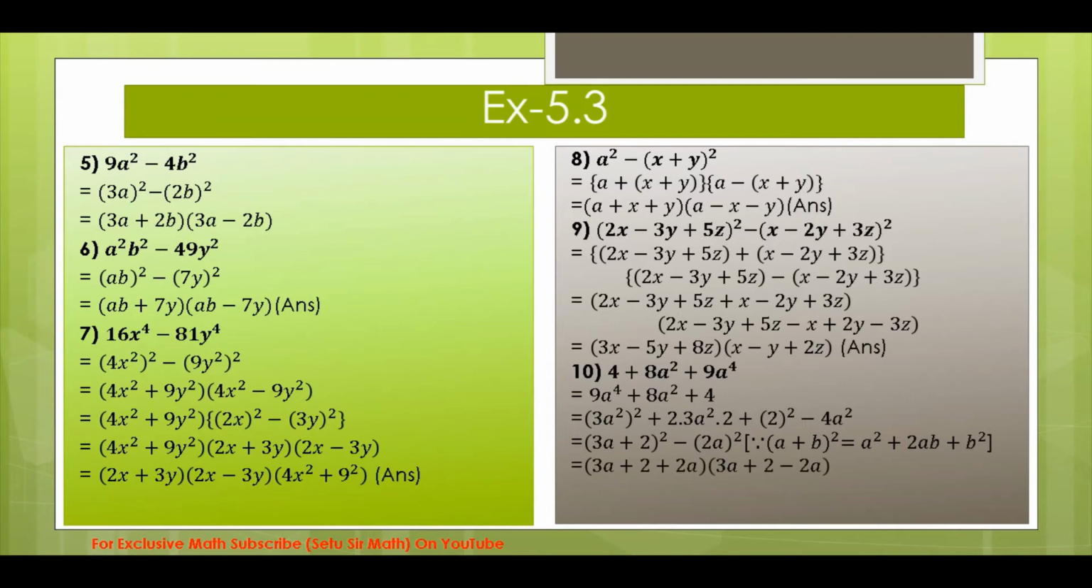So (3a plus 2 plus 2a), (3a plus 2 minus 2a), that would be (a plus b) into (a minus b), the general formula. And this is the answer, because 3a plus 2a, that would be 5a plus 2, 3a minus 2a, that would be a plus 2.